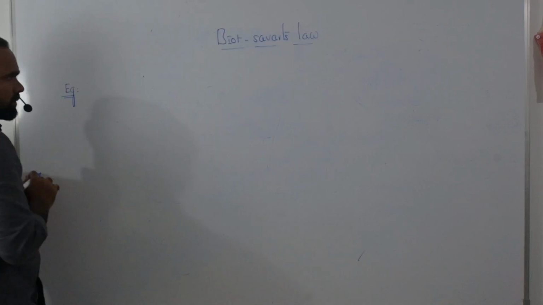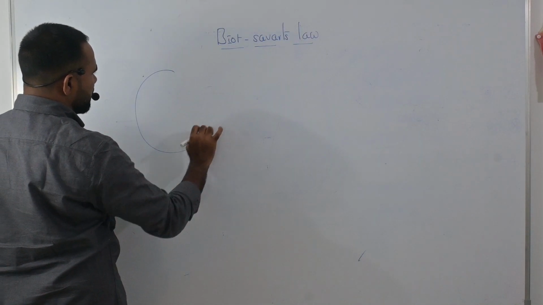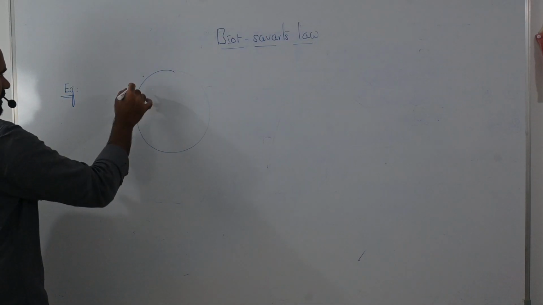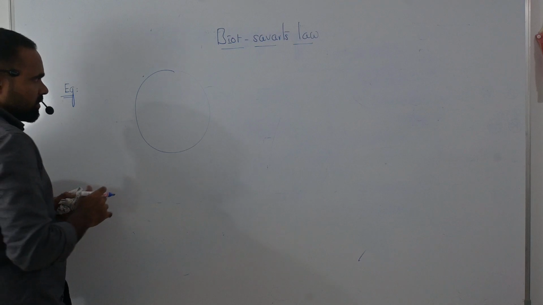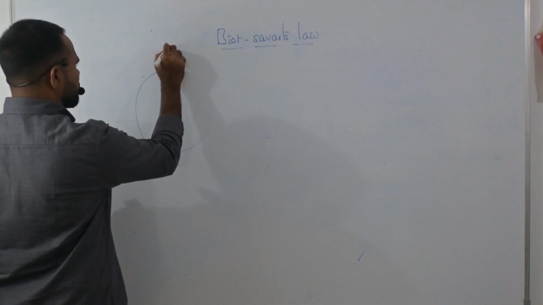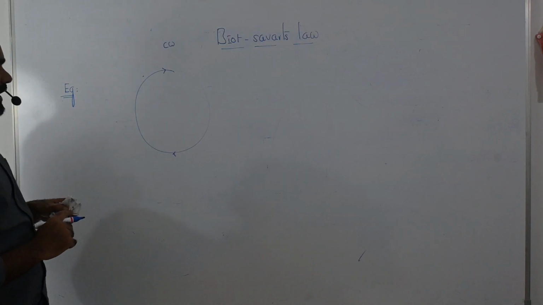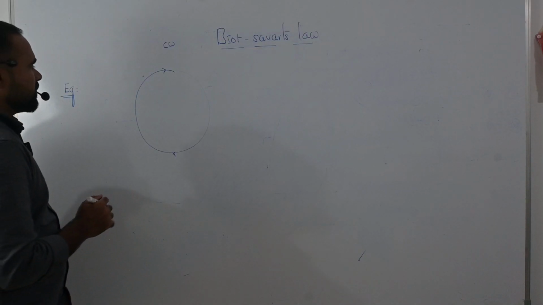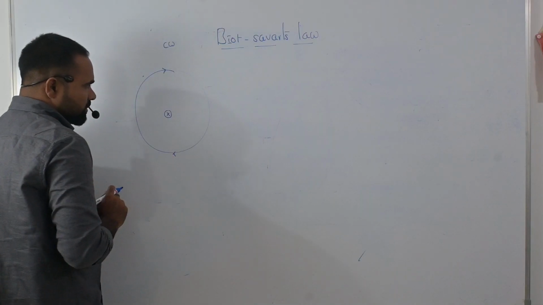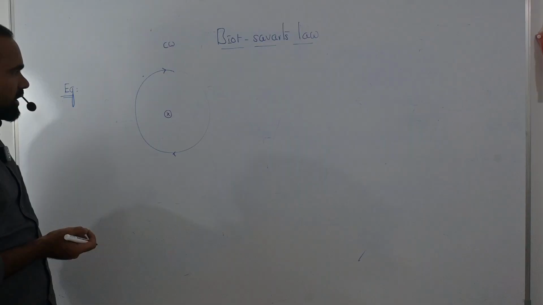In this example, it is a circular coil. The circular coil carries a current. Carries a current means clockwise or anti-clockwise direction. I am taking the clockwise direction. Clockwise direction means the magnetic field direction is inward. Inward direction we take as a cross. The cross just gives us the direction of the magnetic field strength, right?